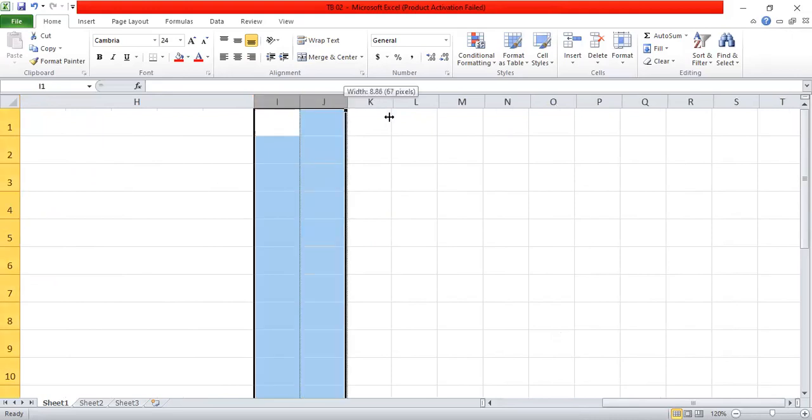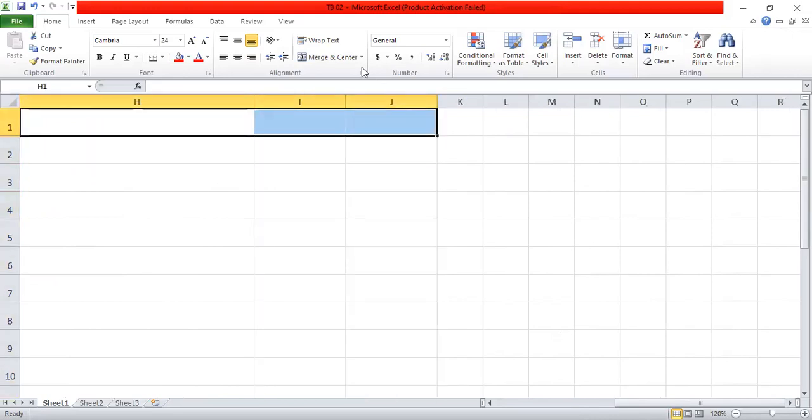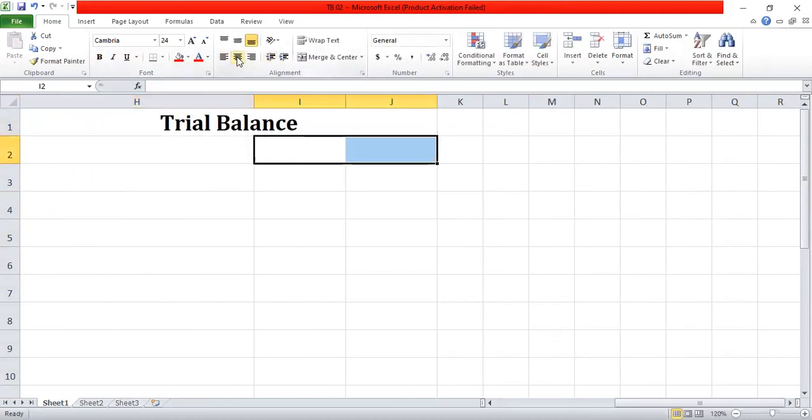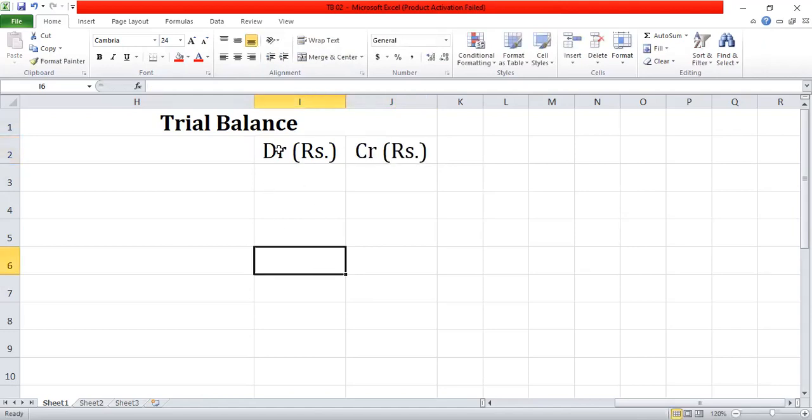Now this is the trial balance. At the top we should write the trial balance. And don't forget, if you have to prepare a trial balance, you have to mention that this is the debit side, figures are in rupees, and the credit side, figures are in rupees. Debit or DR is fine.